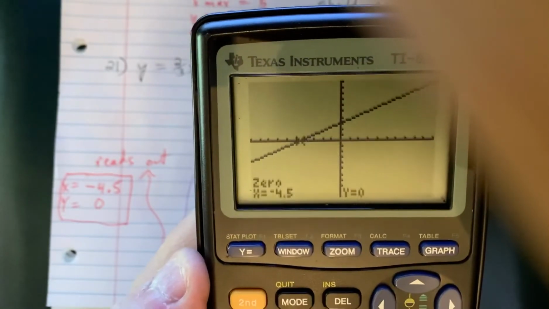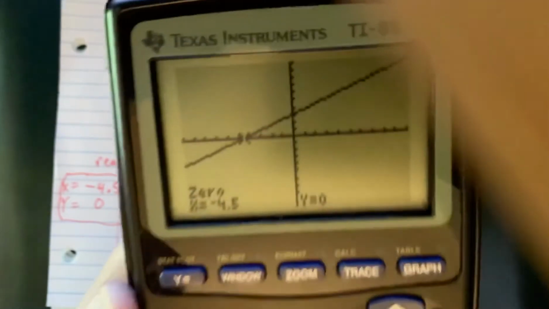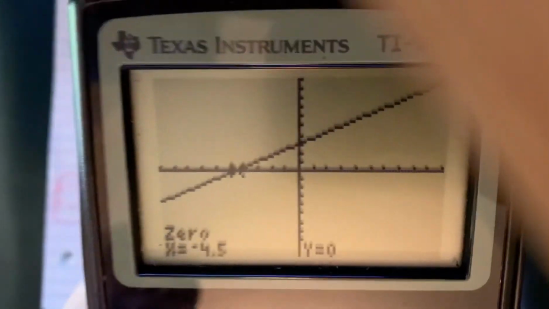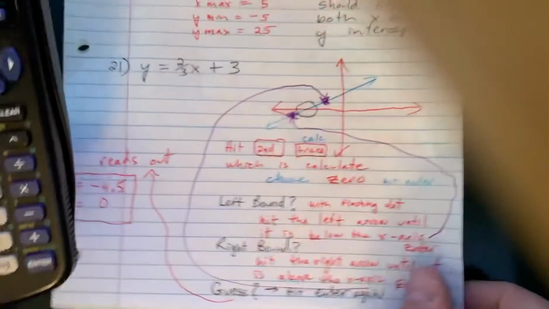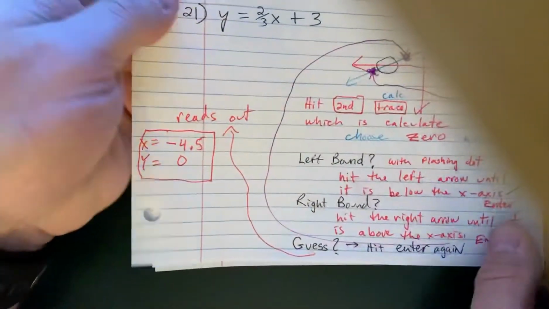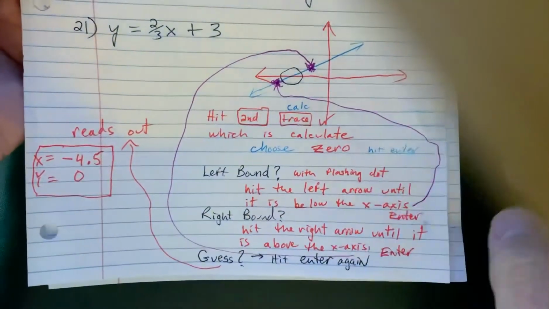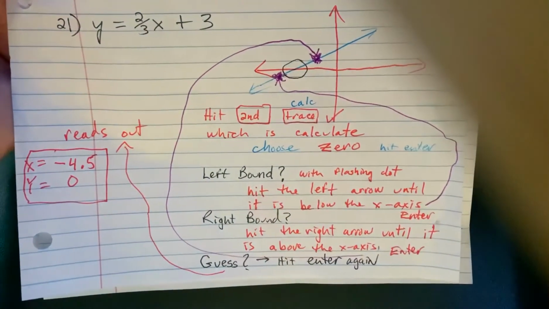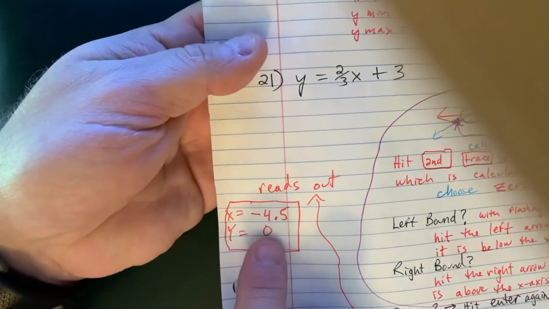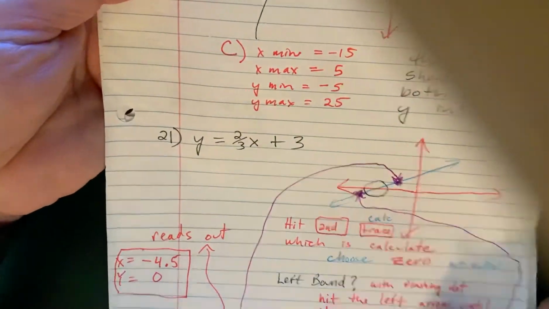I usually don't do that. I don't move it around. So now let's look. It says negative 4.50. And so that is what it reads out. And so on the key that I made up, I tried to spell that out in words, like the left bound, the right bound, the guess. And then there's the readout, negative 4.5. Okay. So that is the review.